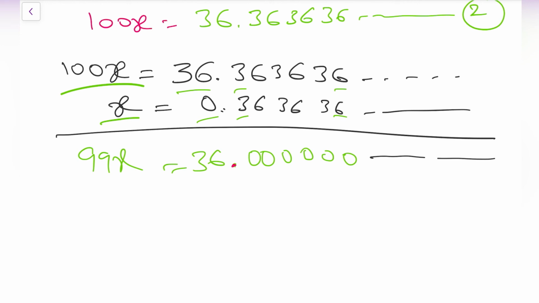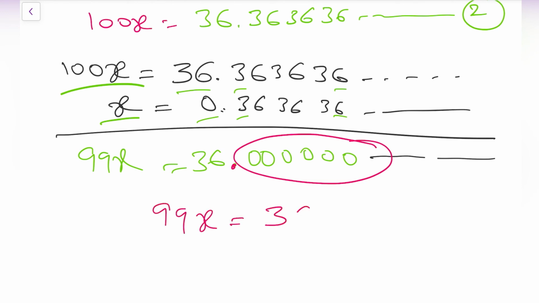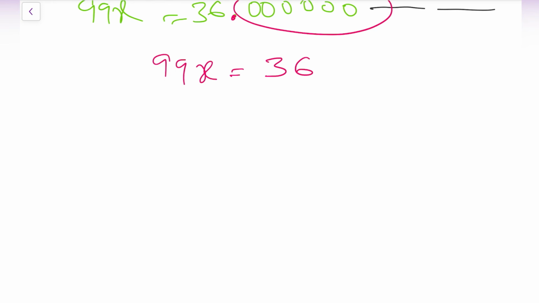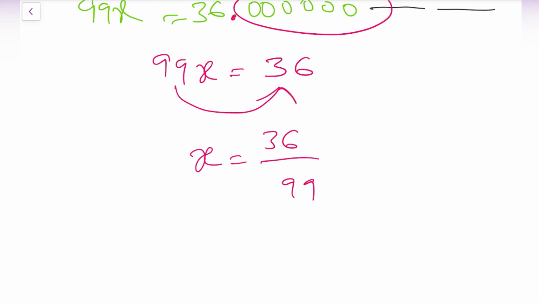Here after the decimal we don't have any numbers except 0, so those don't have any value. 99x is equal to 36. Then we want x value, so take 99 to the right side, then x is equal to 36 divided by 99. If any simplification is possible, we need to do that compulsorily. 9 fours are 36, 9 elevens are 99, so x value is 4 divided by 11. For the given question 0.36 bar, the p by q value is 4 divided by 11.